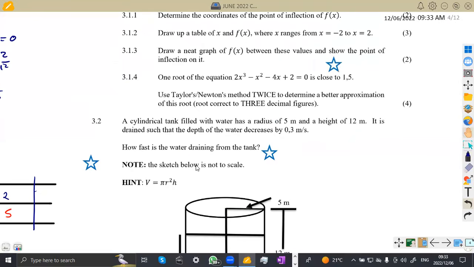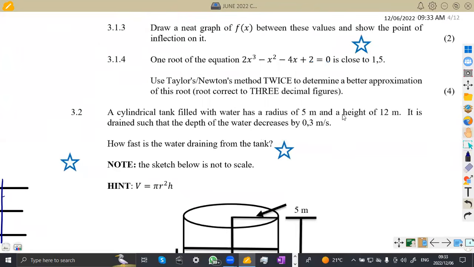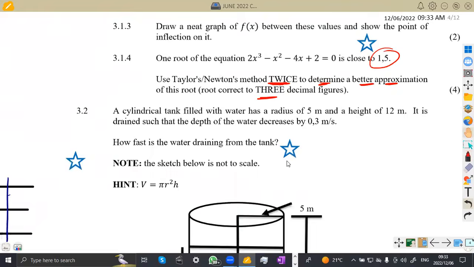3.14, one root of the equation is close to 1,5. So the root is close to 1,5. Use Taylor's method twice. Take note, guys, twice, to determine a better approximation of the root to 3 decimal places. Okay, so what are you going to have?